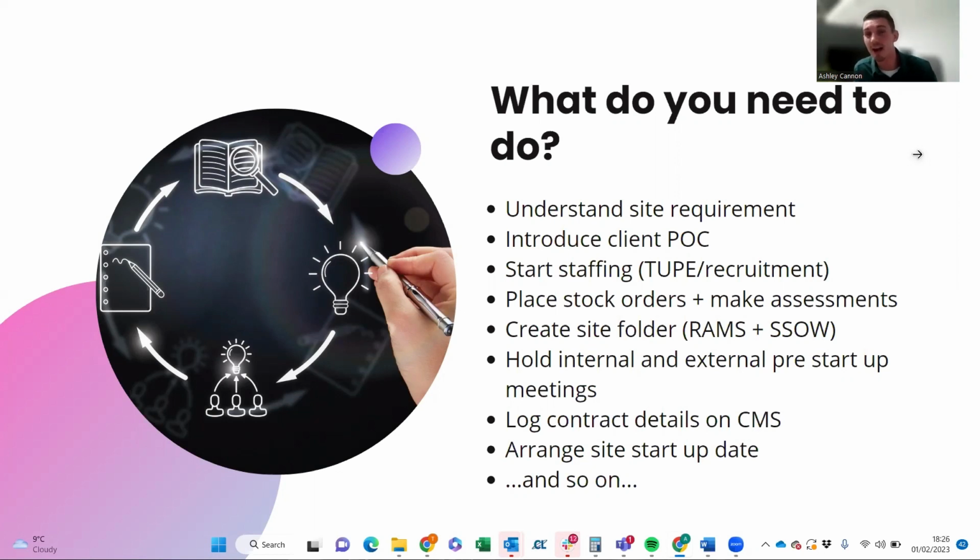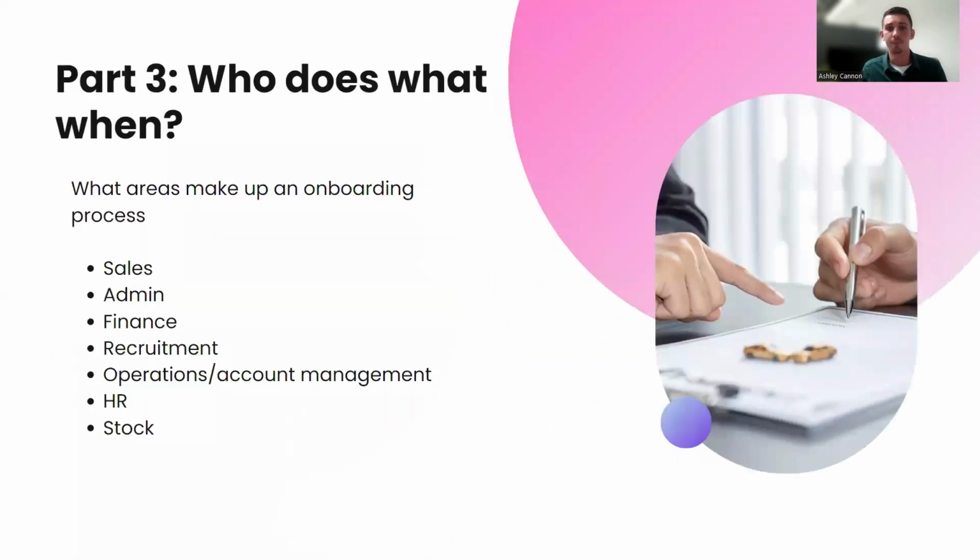My last bullet point there is and so on, because there are just a ton of things. Under all of those headings there, I could probably list 5 to 10 individual tasks that we need to do on each element. So who does what and when? And I think in a minute I've got a copy of an actual process. I don't know, screenshot it. But it's really, really useful. But essentially, who does what and when?